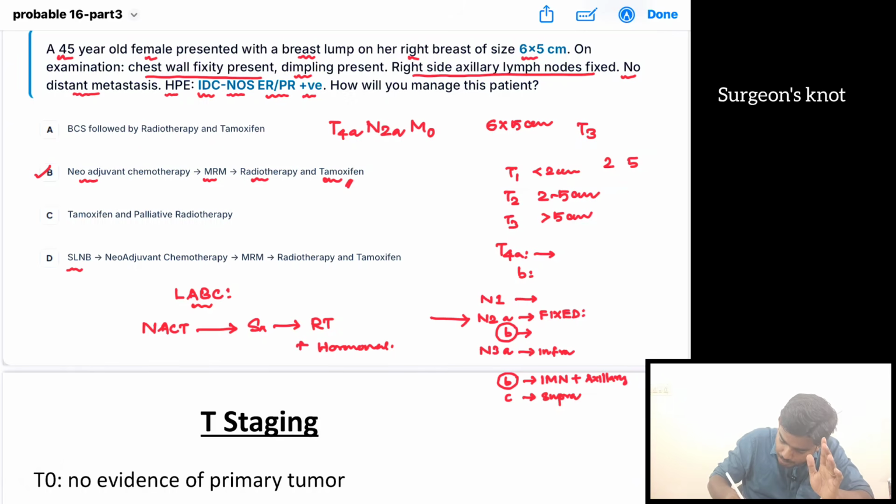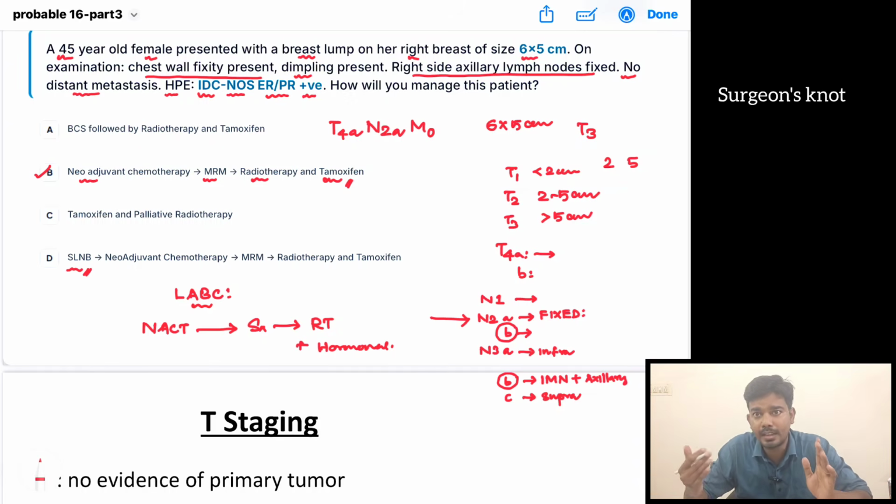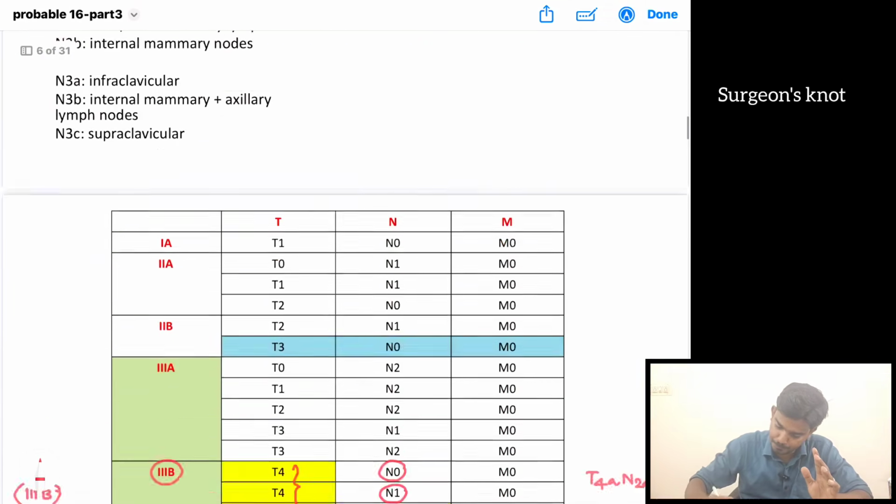Why does this option D not come? Here they have added sentinel lymph node biopsy. We do a sentinel lymph node biopsy only when there is no nodal involvement, to check whether a node is involved or not. So the sentinel lymph node biopsy is done only for N0. Here there is N2A, so sentinel lymph node biopsy is not done. So the answer is neoadjuvant chemotherapy followed by surgery followed by radiotherapy and tamoxifen, hormonal therapy.